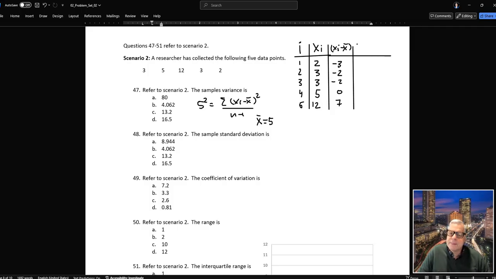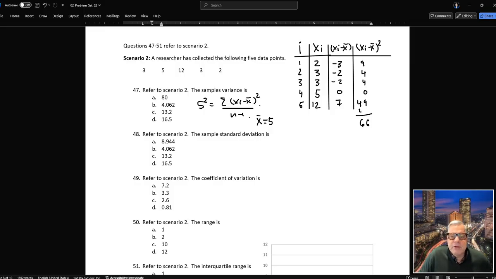Okay, so now that's why we need to square it. Xi minus x bar squared. So we get here a 9, 4, 4, 0, 49. So what's the sum? 9, 13, 17, 26, so the sum is 6, keep 2, so that's 66.